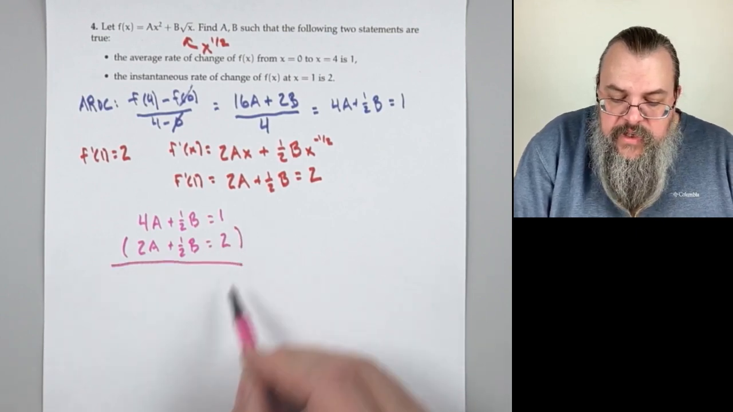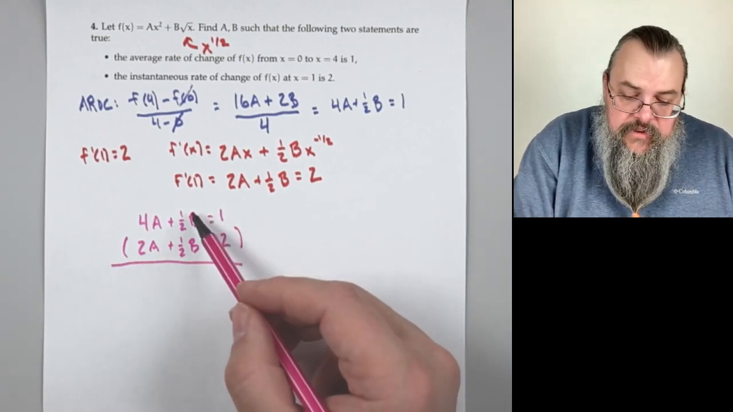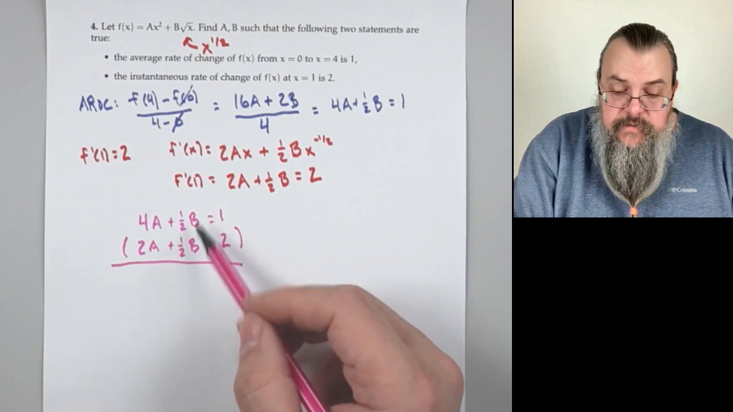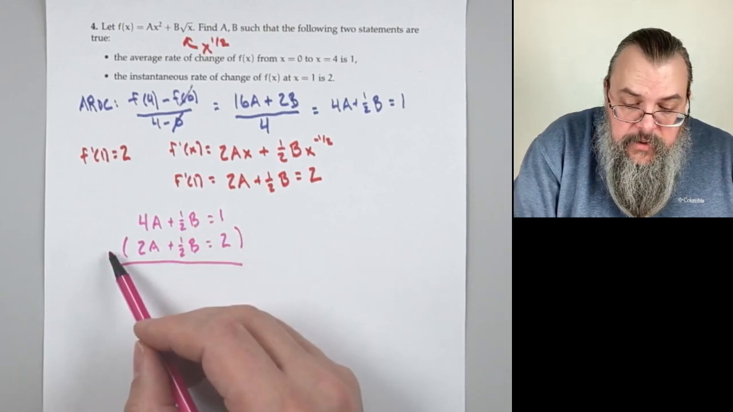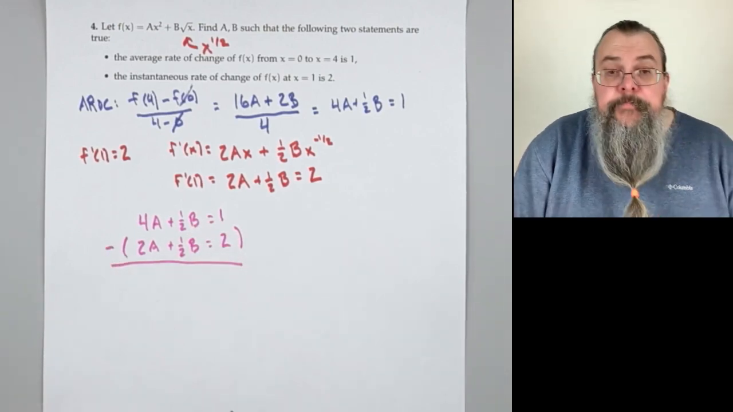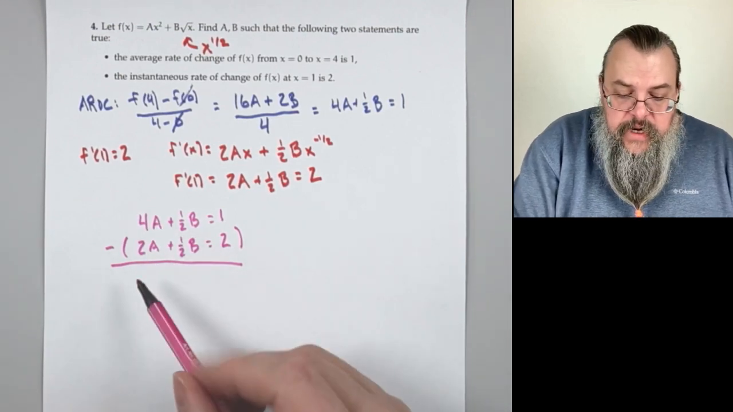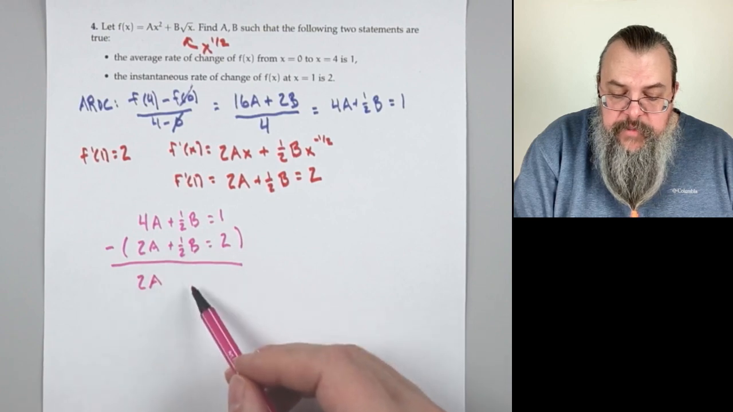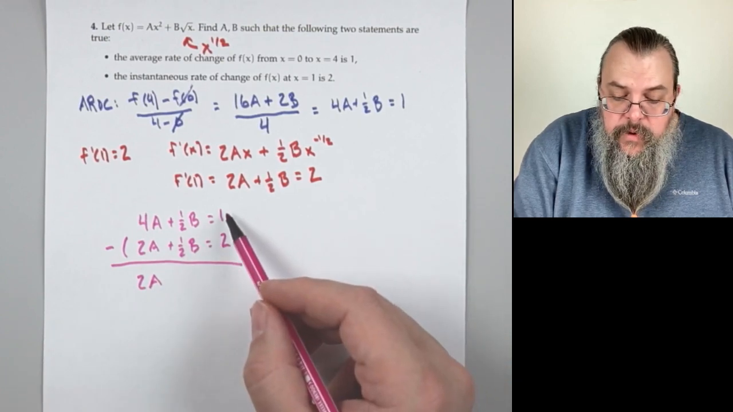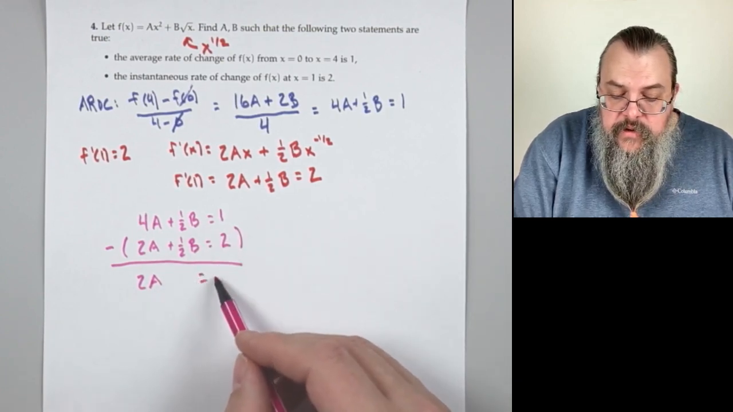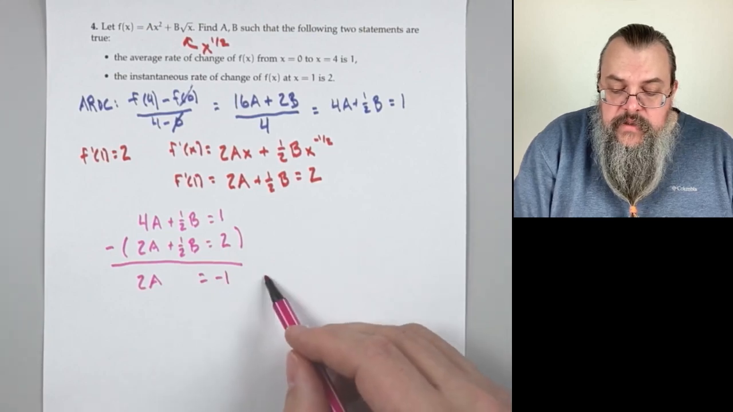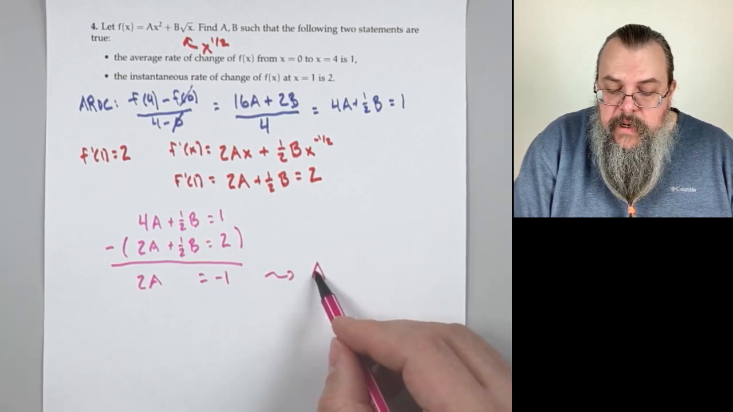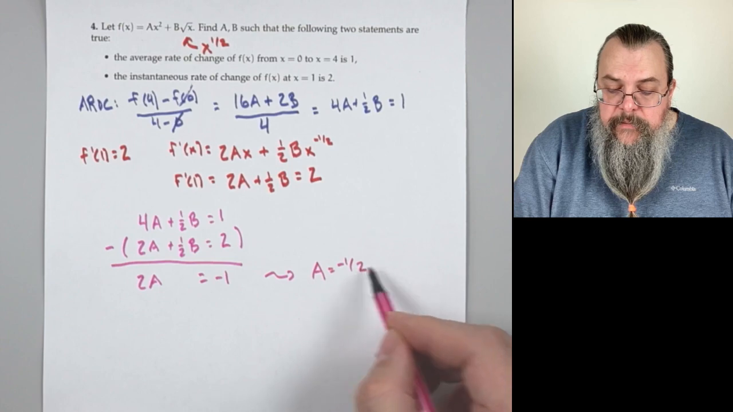So for instance, I'm just going to take these two equations. I see that they both have a 1/2 b involved, and I'm going to subtract. 4a subtract 2a is 2a. 1/2 b subtract 1/2 b is 0. And 1 subtract 2 is -1. So that says a should equal minus 1/2.